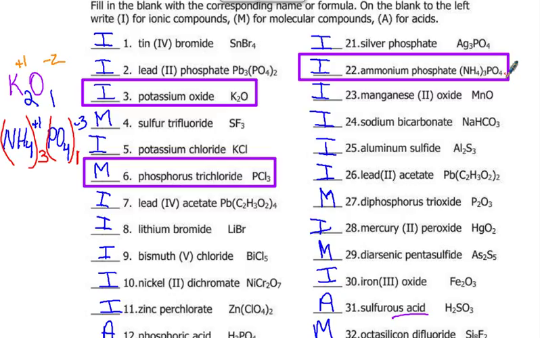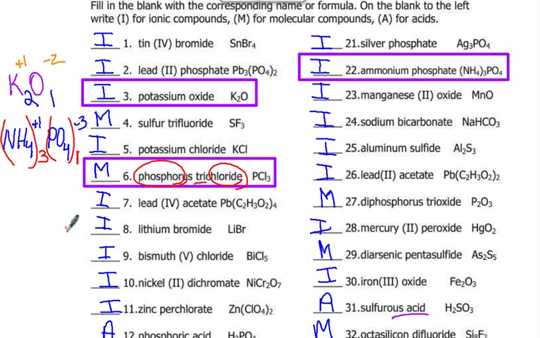Number 6 is a molecule. I can tell it's a molecule because this is a nonmetal and chlorine is a nonmetal. I can also tell it's a molecule because they use the prefix tri, which means 3. There are no charges used in molecules. This is 1 phosphorus and 3 chlorines, and you're done. You move on.